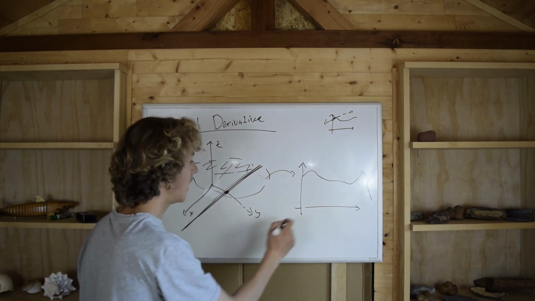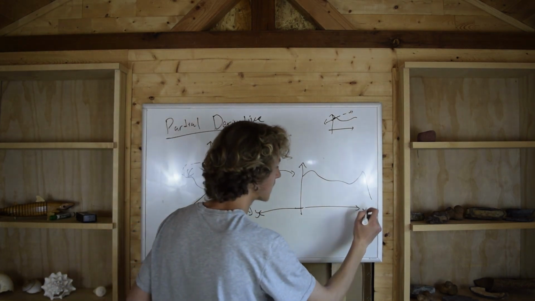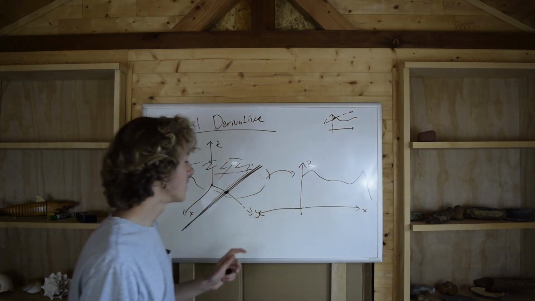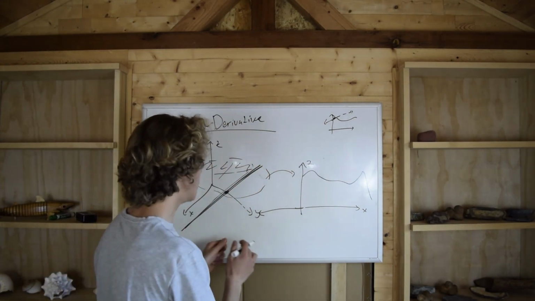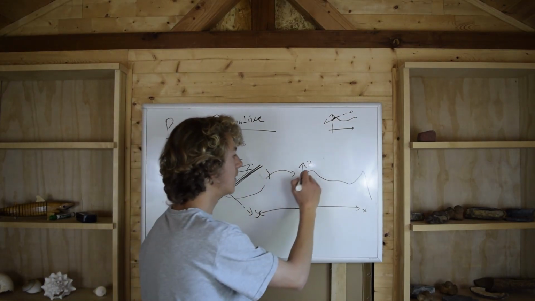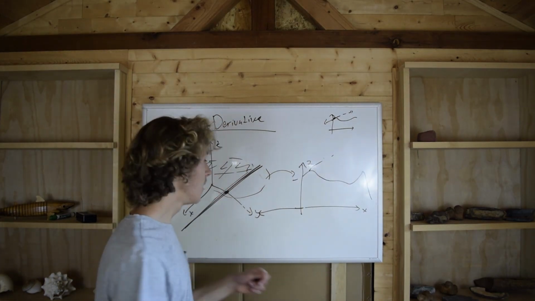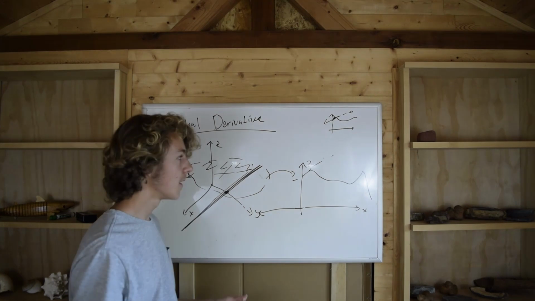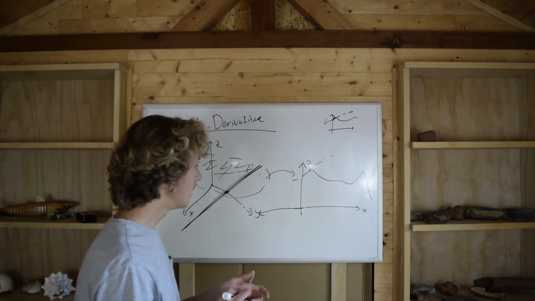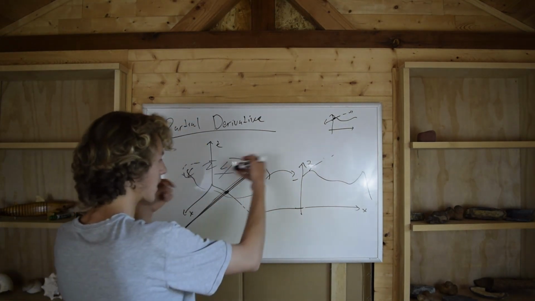X varies, and so here I'm going to draw a diagram. This is my x-axis, this is my z-axis. And so now I've basically taken a slice of my function at a given y, and now I can evaluate the slope at the point in the direction of the x-axis. And so that's called the partial derivative, and that's called the partial derivative with respect to x.